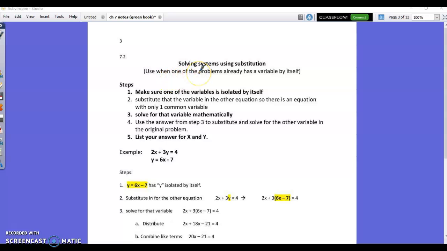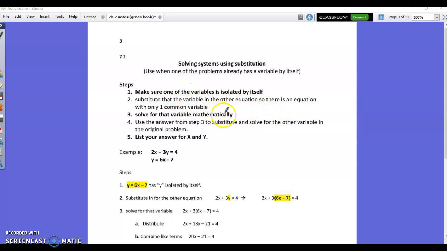So we're going to use substitution, and the key for this is when one of the problems already has a variable by itself. What I mean by that is you'll usually see standard form where there's an x and a y on the same side of the equation. You can see here y is solved already. Y equals this whole thing. So if we have one or both of them where one variable is by itself on one side of the equation, we're going to use this substitution method.